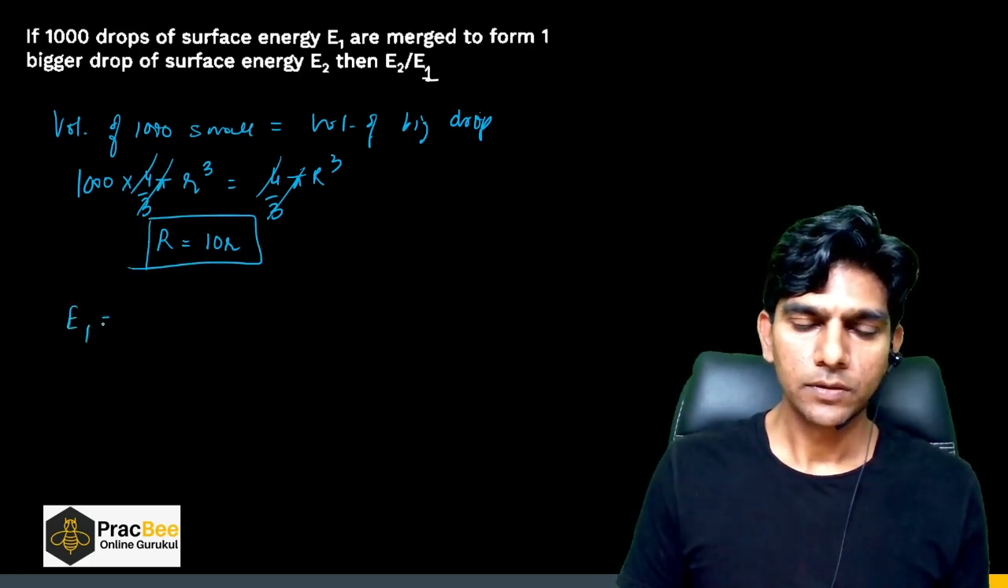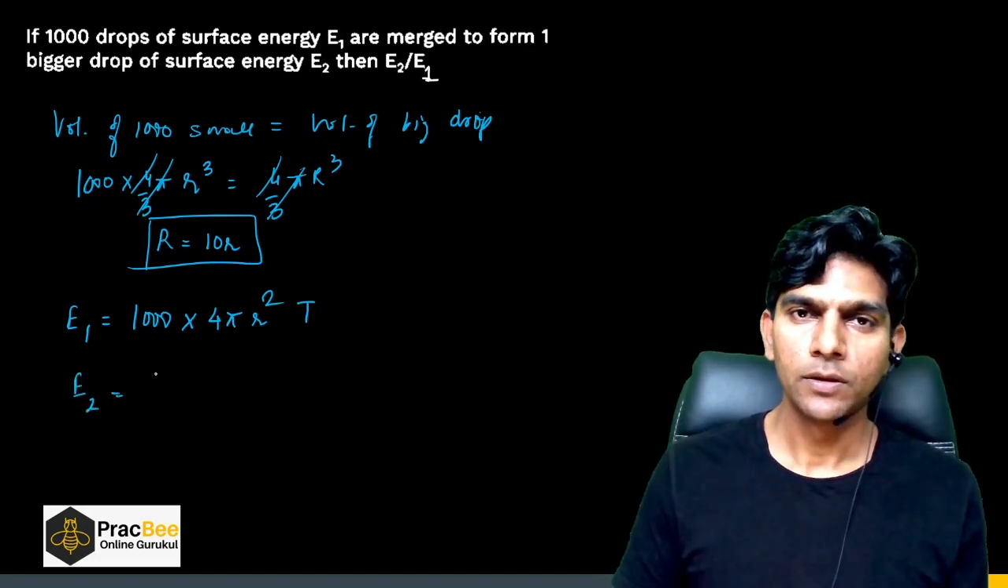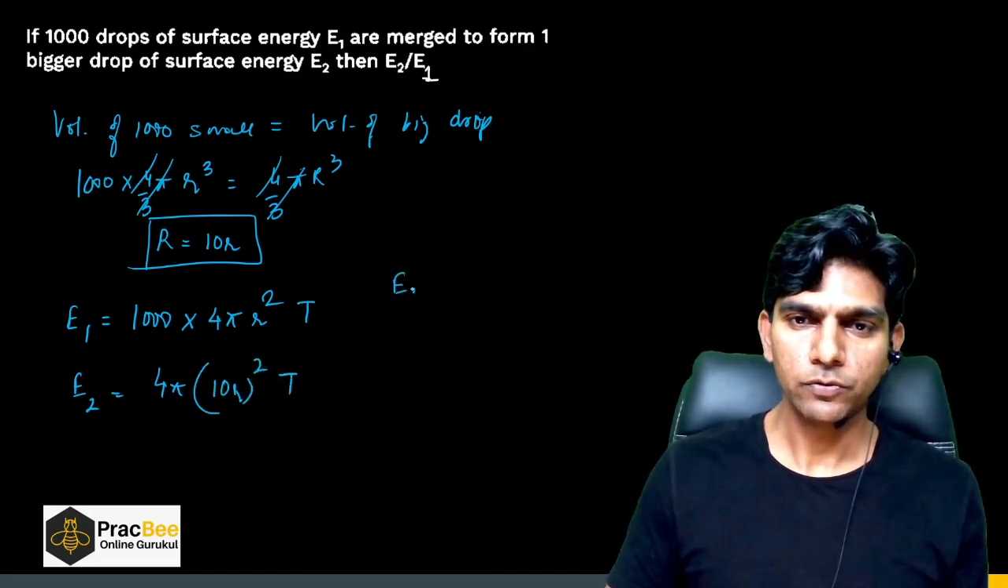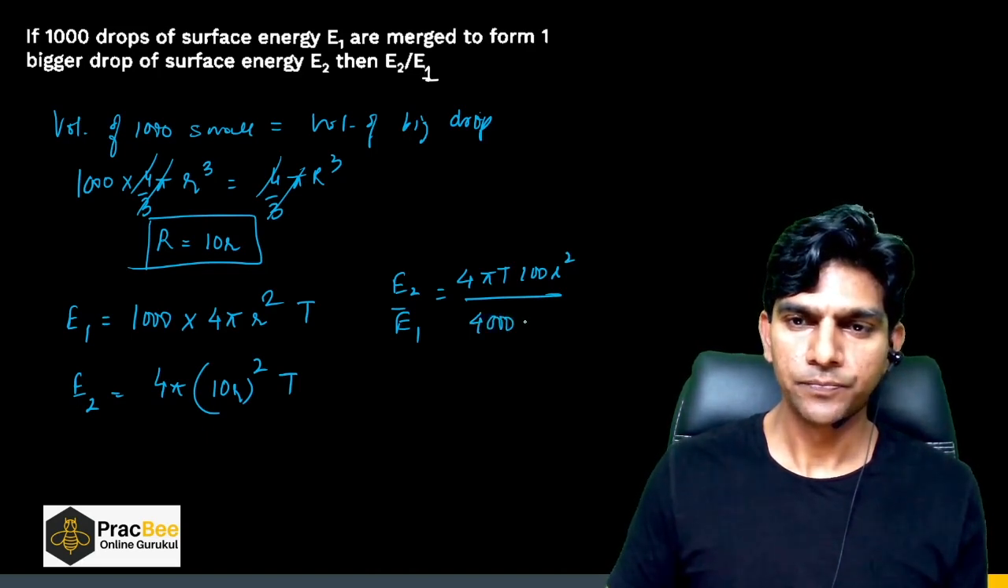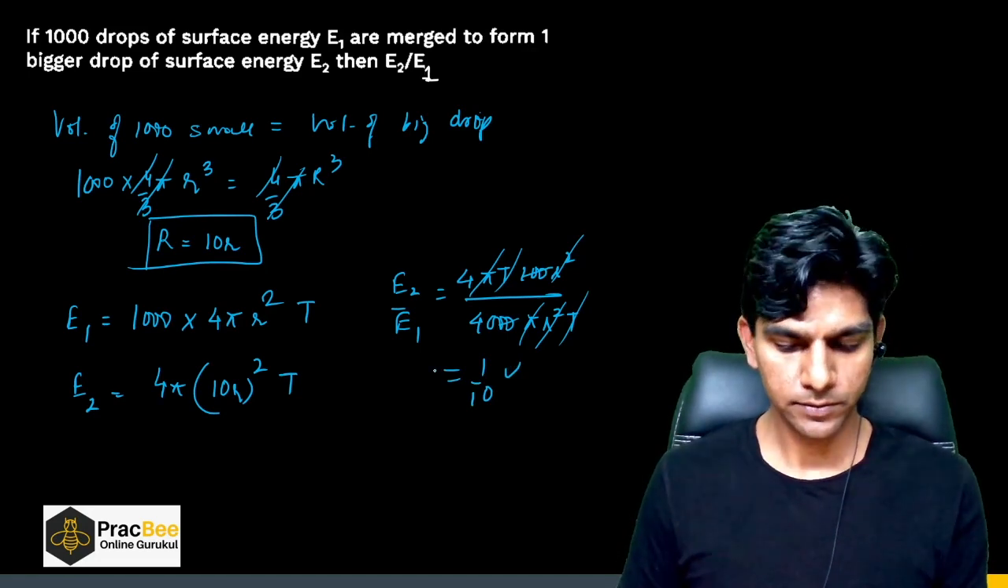So E1 is 1000 times 4 pi r square times the surface tension, and E2 will be 4 pi capital R square, that will be 10R square times T. So if I take the ratio, E2 by E1, that will be 4 pi T 100R square divided by 4000 pi R square times T. So pi R square times T will get cancelled out. So this comes out to be 1 by 10. So 1 by 10 is the answer.